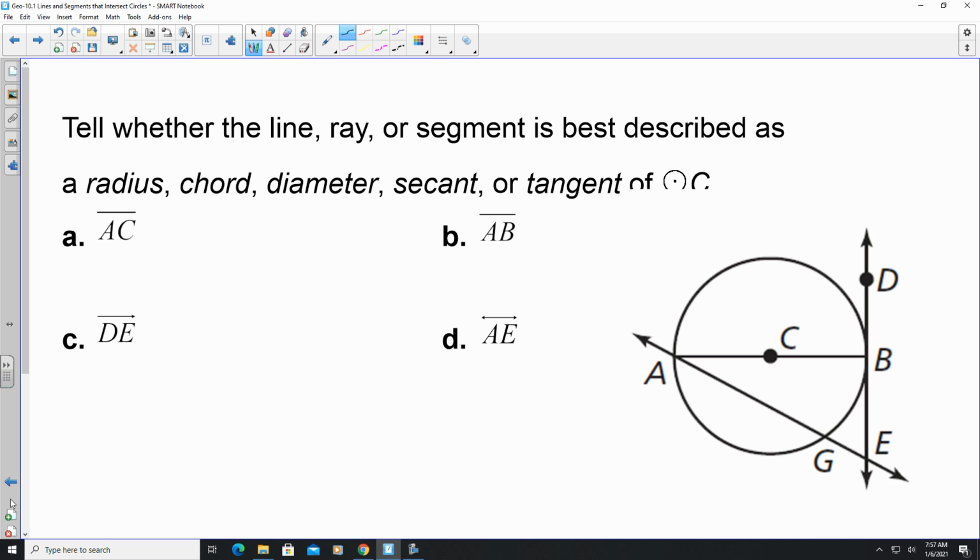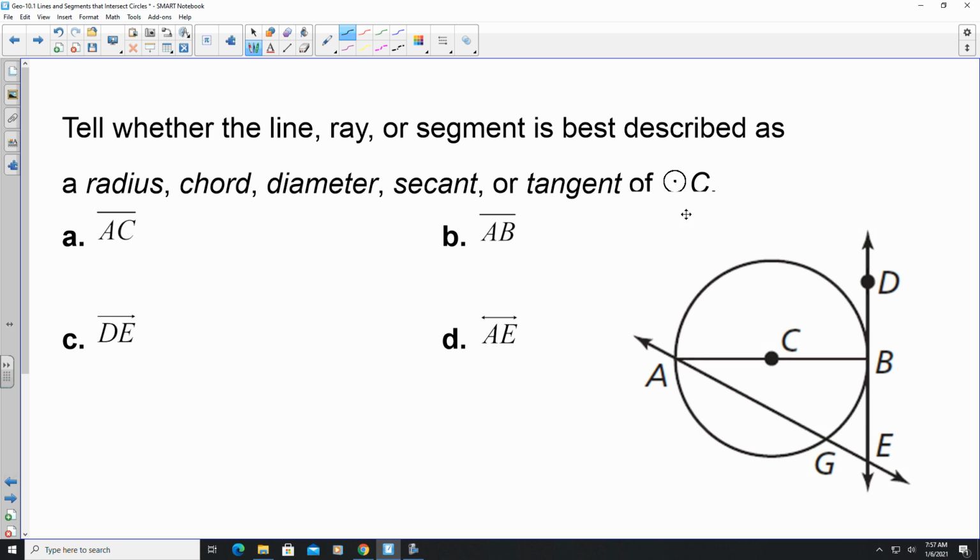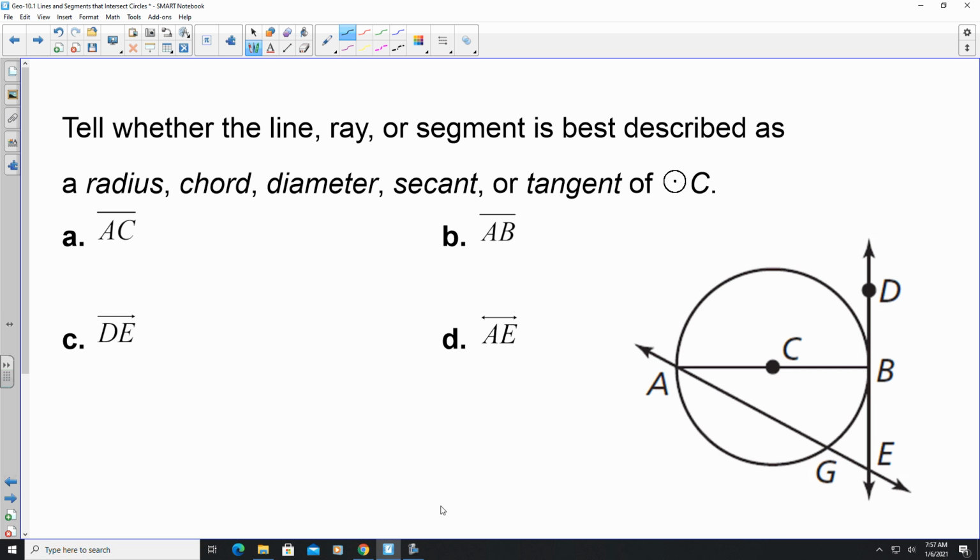So with that, we're going to be asked to tell whether the line, the ray, or line segment is best described as a radius, a chord, diameter, secant, or tangent of circle C. So the first example is AC. AC is a line segment that goes from the center to some point on the circle. By that definition, it is a radius.